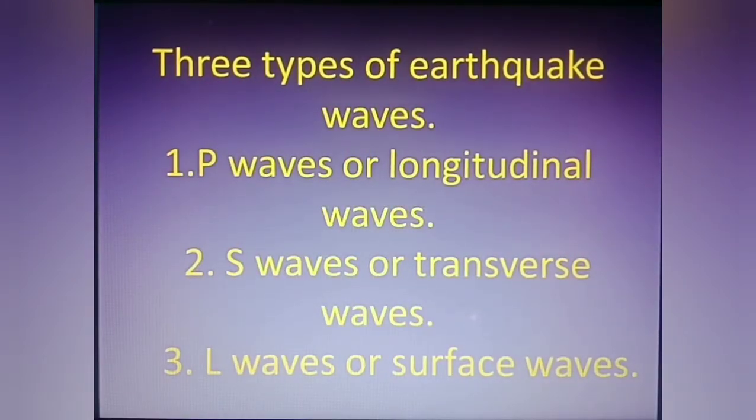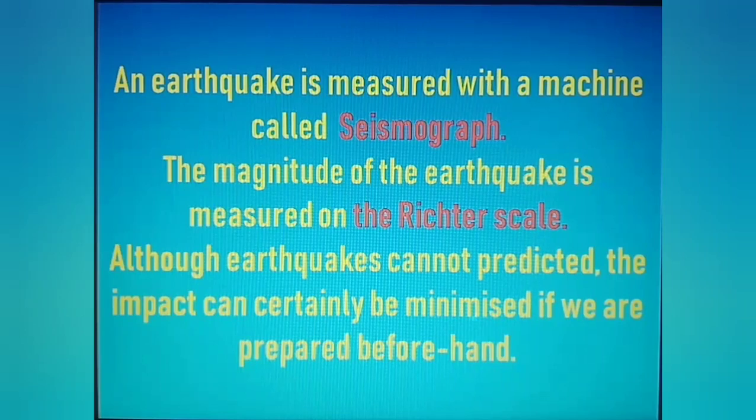There are three types of earthquake waves. Number 1, P waves or longitudinal waves. Number 2, S waves or transverse waves. Number 3, L waves or surface waves. An earthquake is measured with a machine called a seismograph. The magnitude of the earthquake is measured on the Richter scale. Although earthquakes cannot be predicted, the impact can certainly be minimized if we are prepared beforehand.